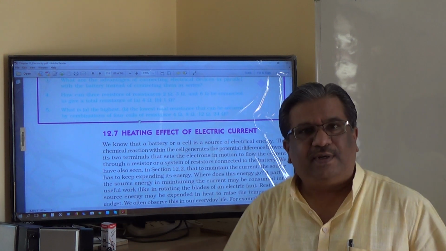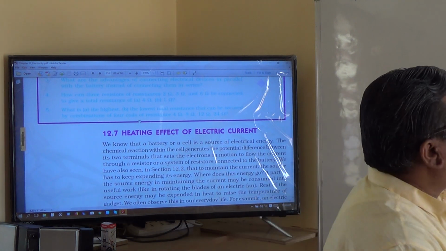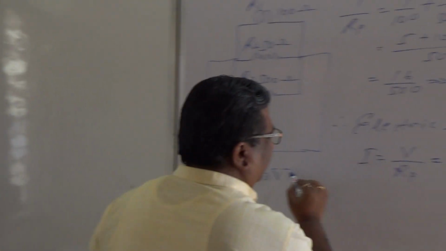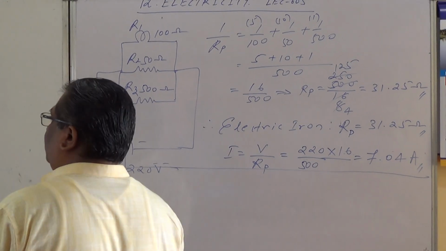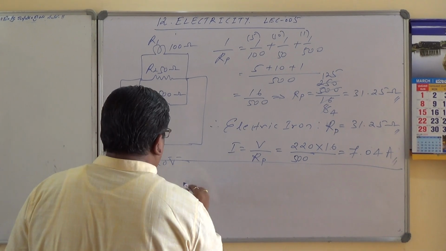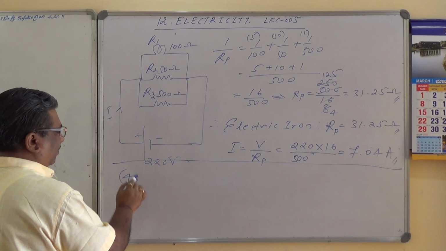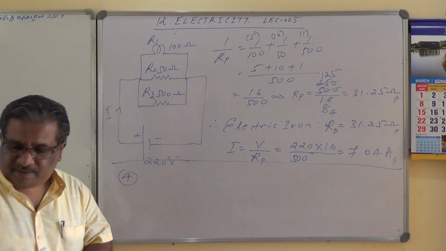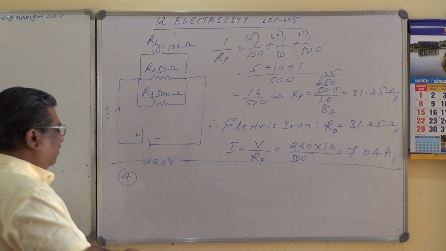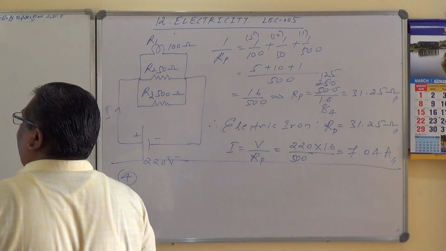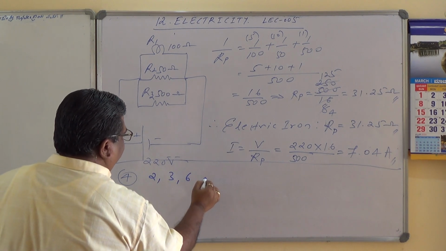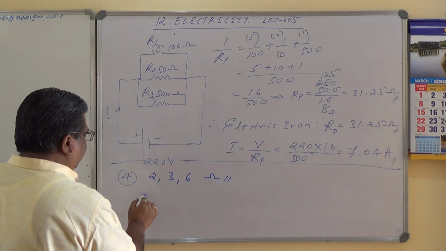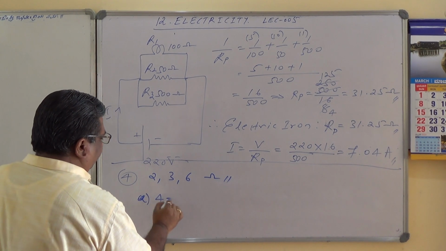Let's see what happens. Let me draw the diagram over here. There are no question numbers for this. A fourth question, okay, fine. Let me change the pen. Fourth question: 2, 3 and 6 ohms are to be connected to get 4 ohms.